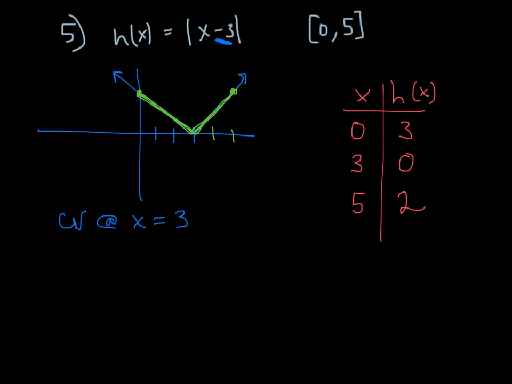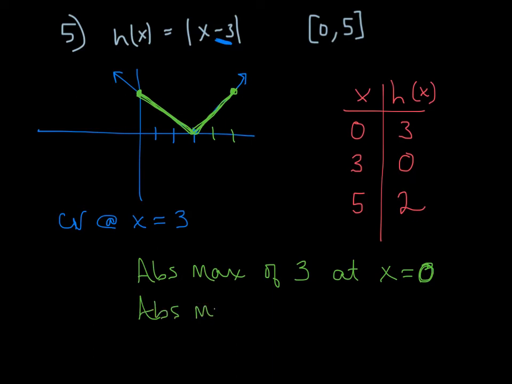And so I have those values, and so I should be able to now make my conclusions. I can say that I have an absolute maximum of 3 at x equals 0, and I have an absolute minimum of 0 at x equals 3.